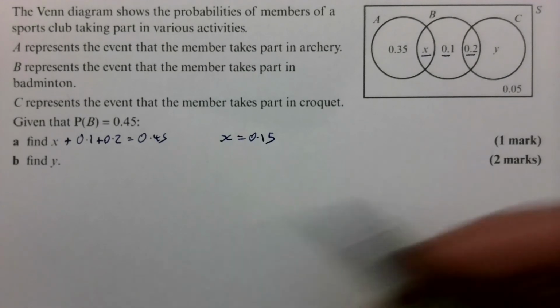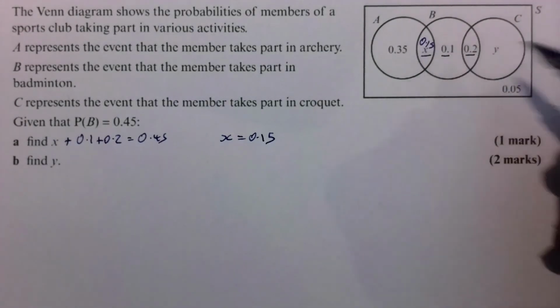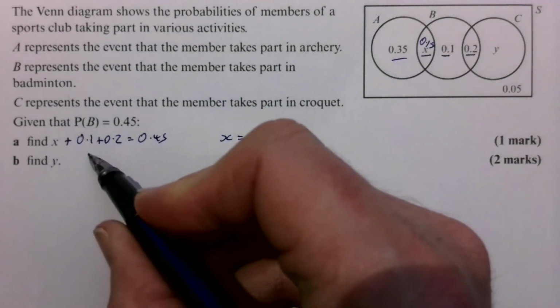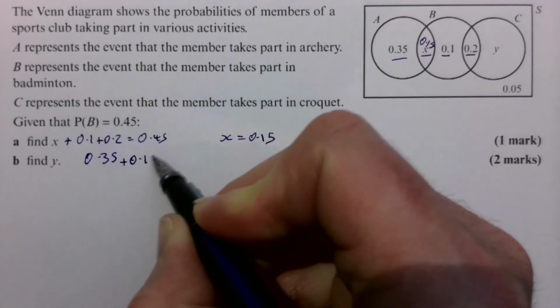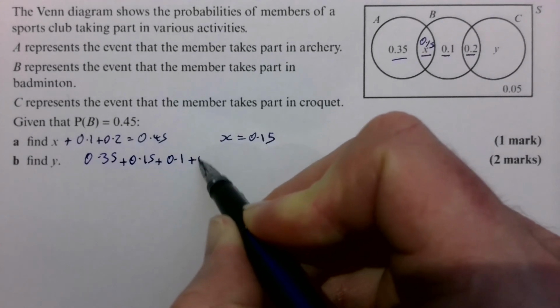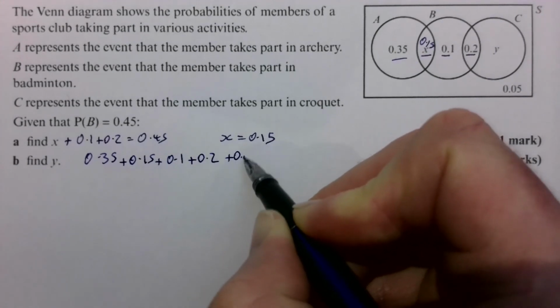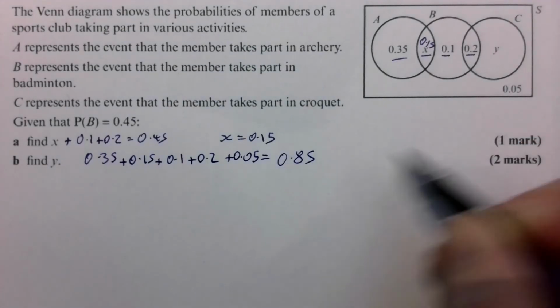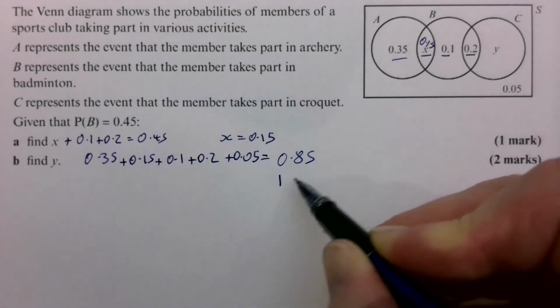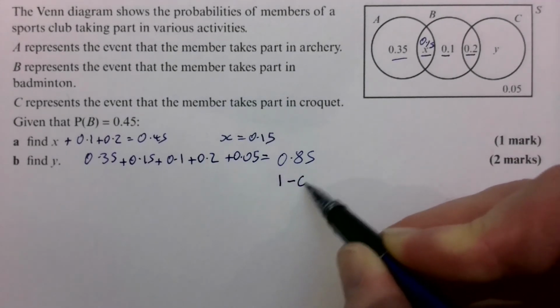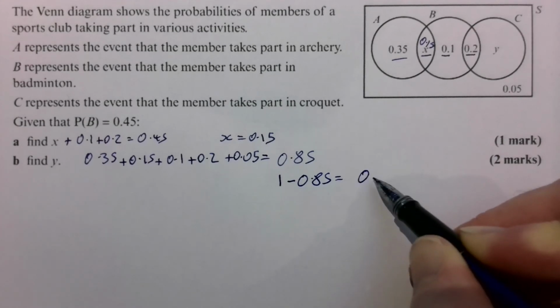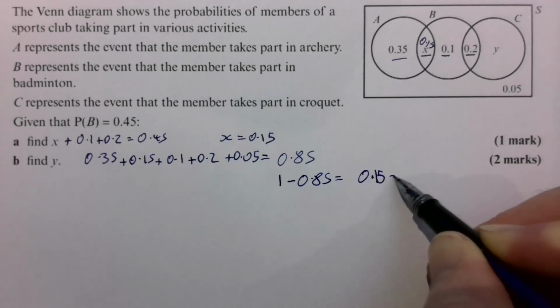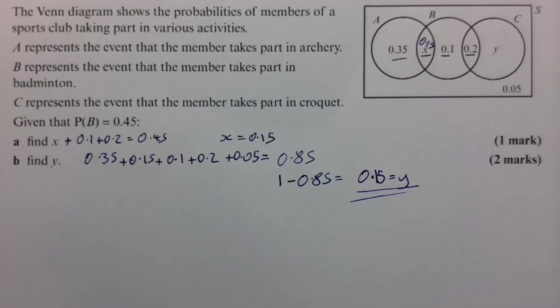So then we stick that in there, and all the probabilities in the universal set have to add up to 1. So if you add 0.35 to 0.15 to 0.1 to 0.2 to 0.05, use your calculator, gets you to 0.85. So then the probability of y is 1, take away the probability you don't have y, which is 0.85, and that gives you 0.15 equaling y as well.